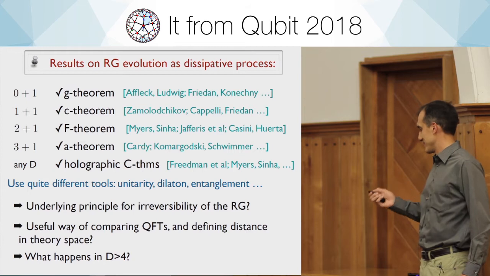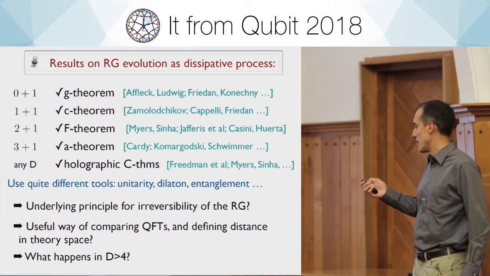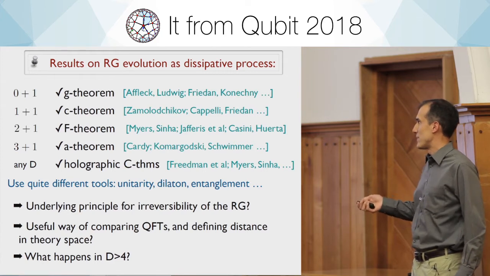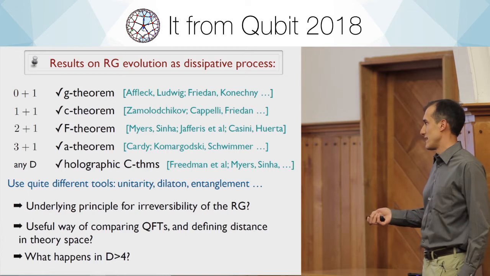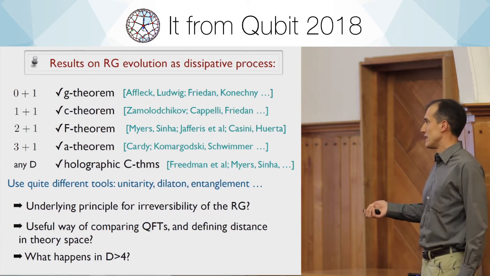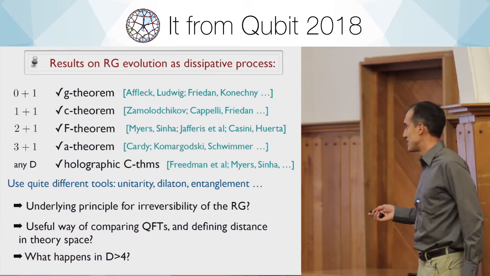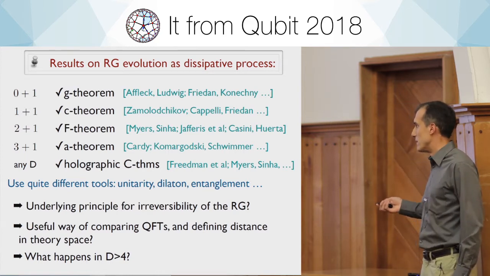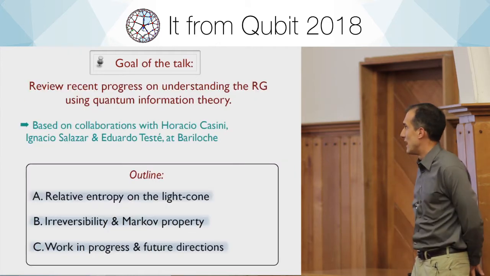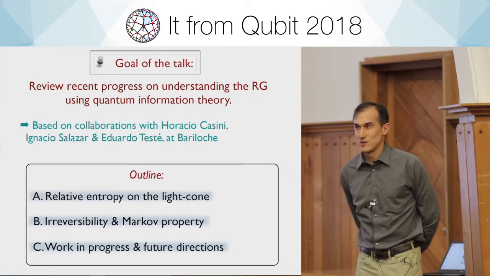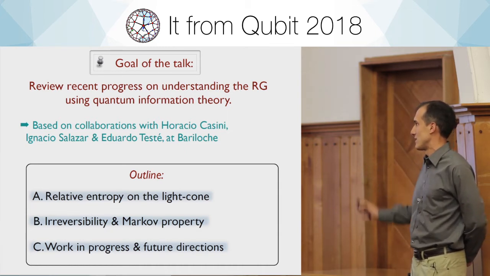And as you can see from the list, in fact, from QFT, we have no clue about what happens beyond 4 dimensions. So it's a very important question. And I won't have anything to add about that, but what happens for D equals 5, 6, and so on. So in this talk, I'll give a brief review about progress in understanding some of these questions. And this is based on collaborations with people that are here in the audience, Horacio, Ignacio Salazar, and Eduardo Testé.